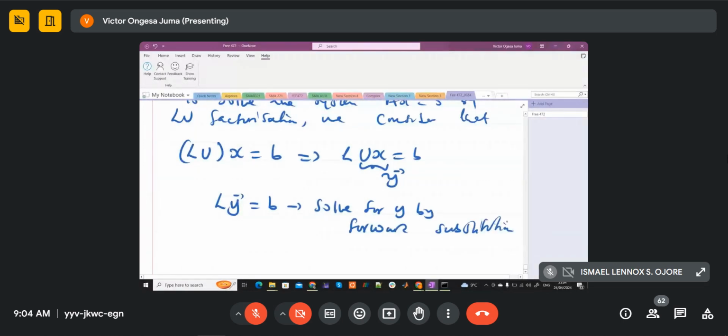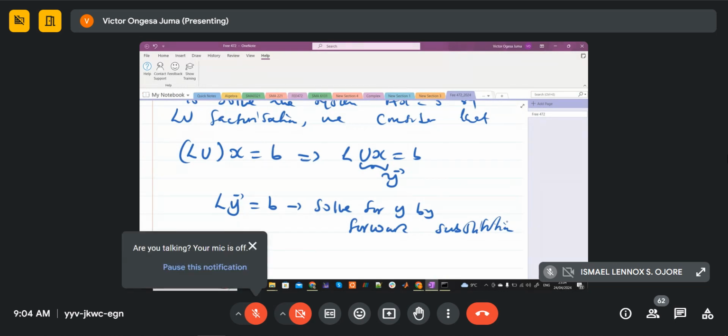It's the opposite of when you have an upper triangle like in Rachel form, where you solve by back substitution. It means you start getting values from below, coming upwards. But if you have a lower triangular matrix, then you start solving from upwards coming downwards. That's why I'm calling it forward substitution.